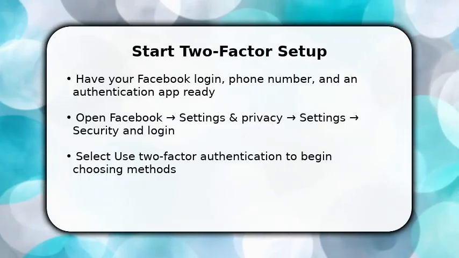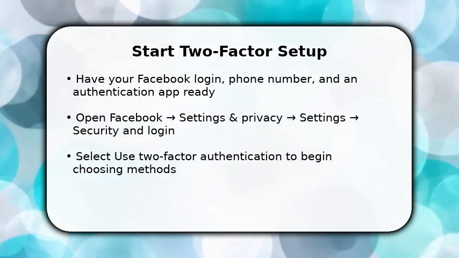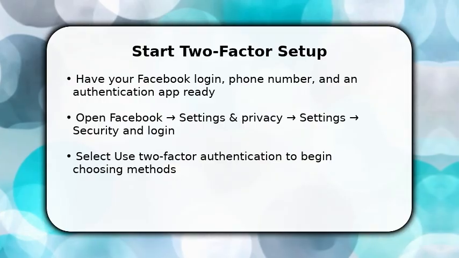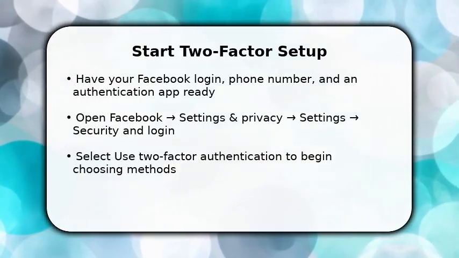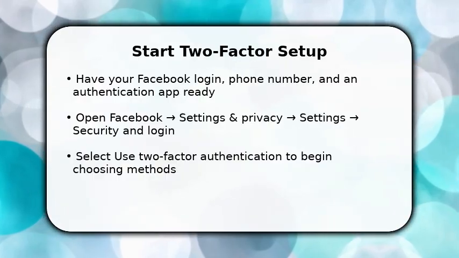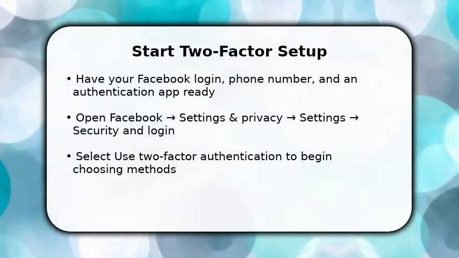You're starting the process now. Sign into Facebook and go straight to Settings and then Security and Login. Once there, choose Use Two-Factor Authentication so you can pick how to get codes. You should have your mobile phone and an authenticator app ready. If you prefer texts, make sure your current phone number is listed.